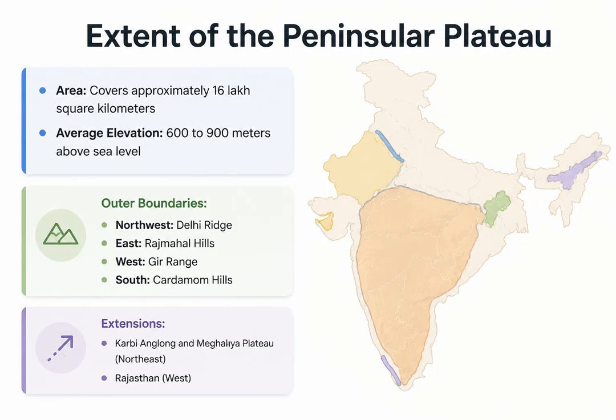The scale of this plateau is massive, covering approximately 16 lakh square kilometers with an average elevation ranging from 600 to 900 meters above sea level. Its outer boundaries are defined by the Delhi Ridge in the northwest, the Raj Mahal Hills in the east, the Gir Range in the west, and the Cardamom Hills down south. It also has significant extensions, reaching into Rajasthan in the west and stretching all the way to the Karbi Anglong and Meghalaya plateaus in the northeast.